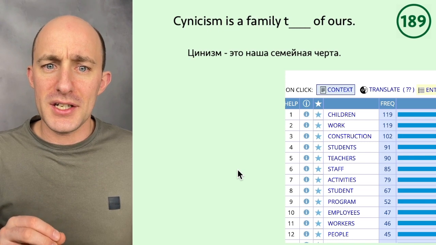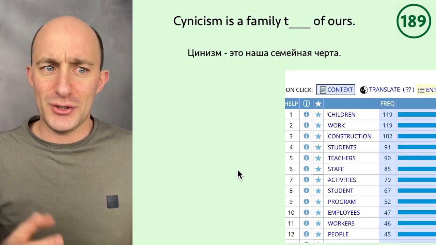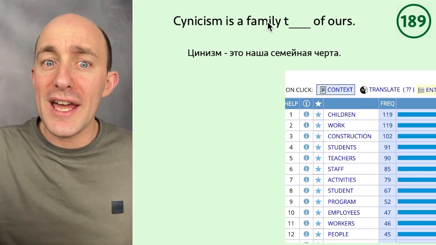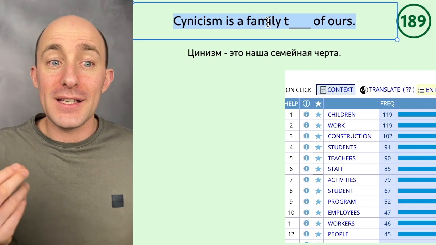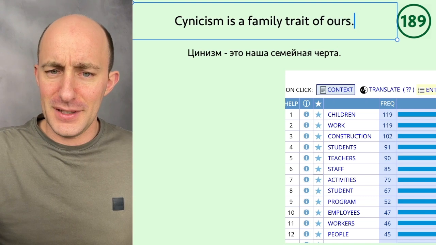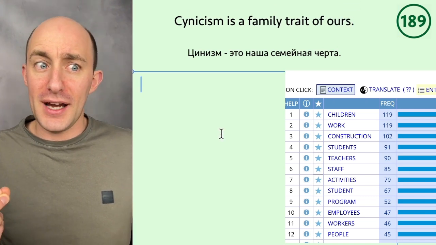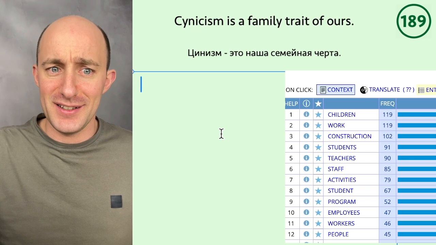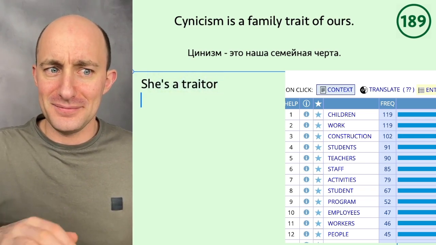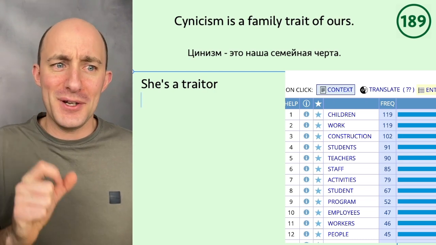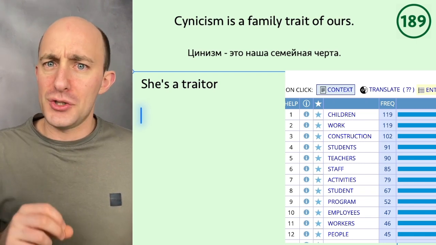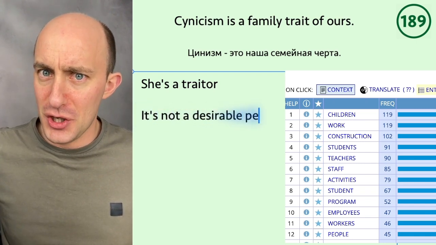Next one. Цинизм. Это наша семейная черта. Вот. Черта характера, семейная черта. The English word is trait. Cynicism is a family trait of ours. Kind of strange that предатель is a traitor. She's a traitor. Предательница. Not sure quite how these words are connected, but a trait is черта. It's not a desirable personality trait.